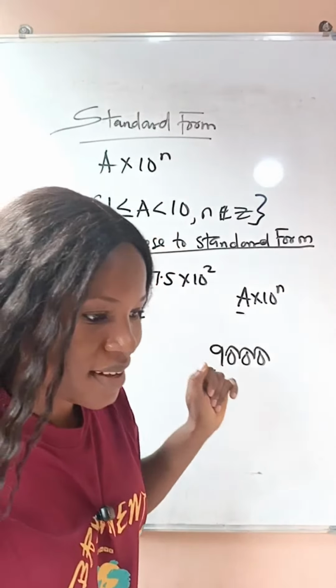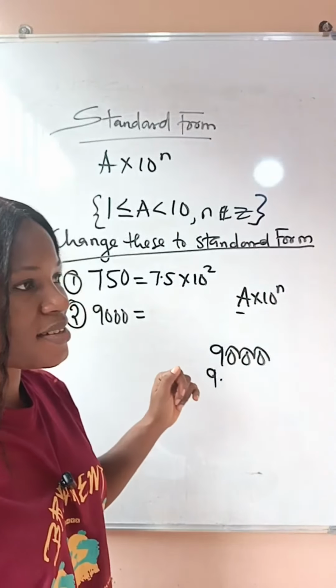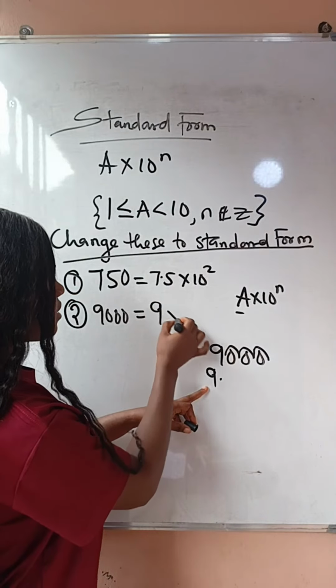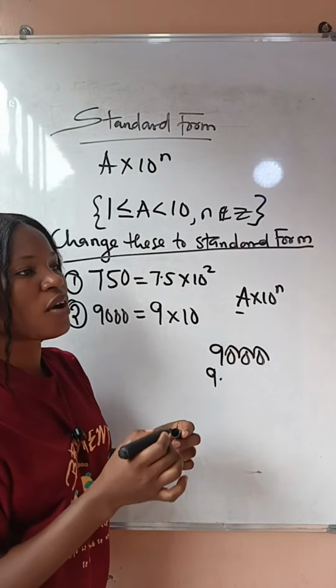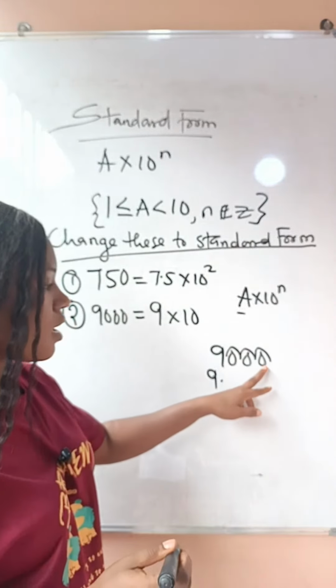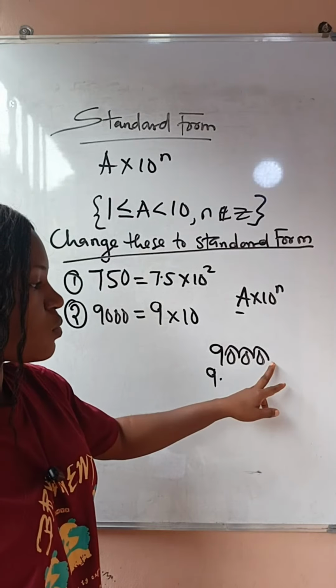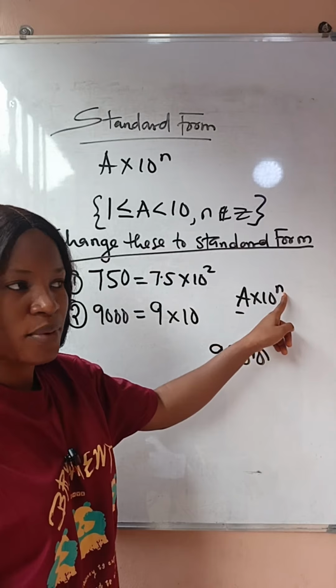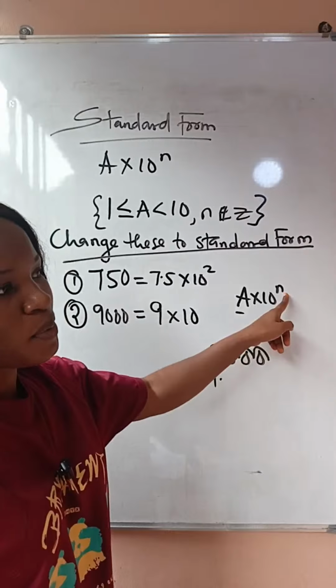I hope you guys are on board with me, right? Okay, so we can now write this to be 9 times 10 to the power of. Now remember that when you shift your decimal point to the left, your n is positive.